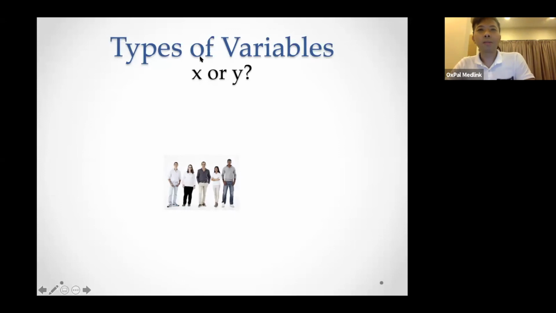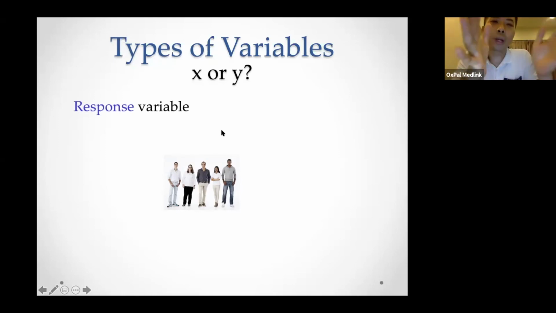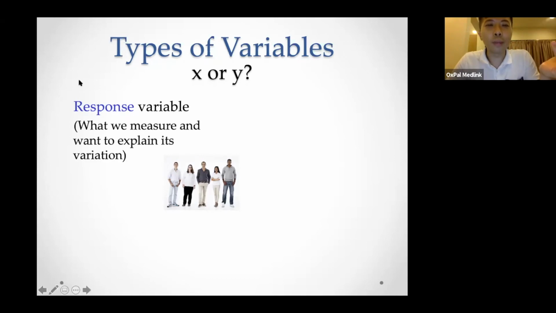So the types of variables can be divided into two instead. We are primarily interested in the response variable. So this is the one for which we measure, let's say, the human height, okay? And this is the variable that responds to a treatment or something that we're trying to explain the variation with. And what we measure and want to explain its variation. And the explanatory variable is the other one, okay? This is the one usually on the x-axis, okay?